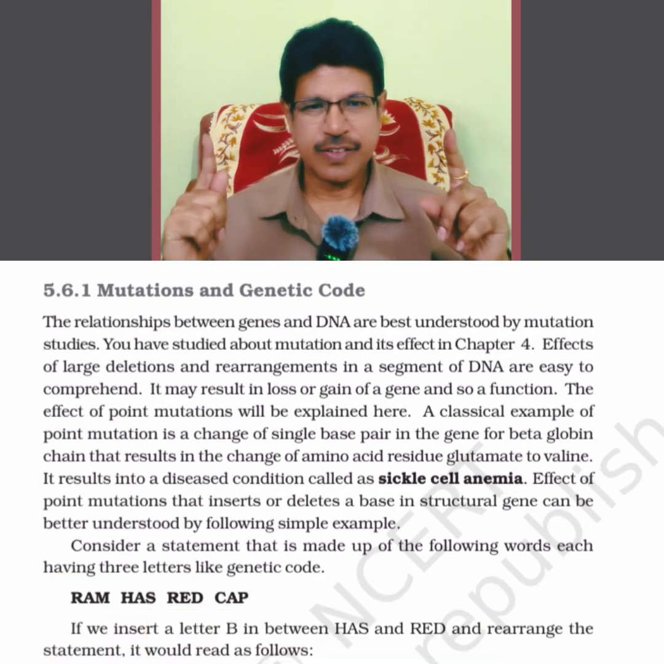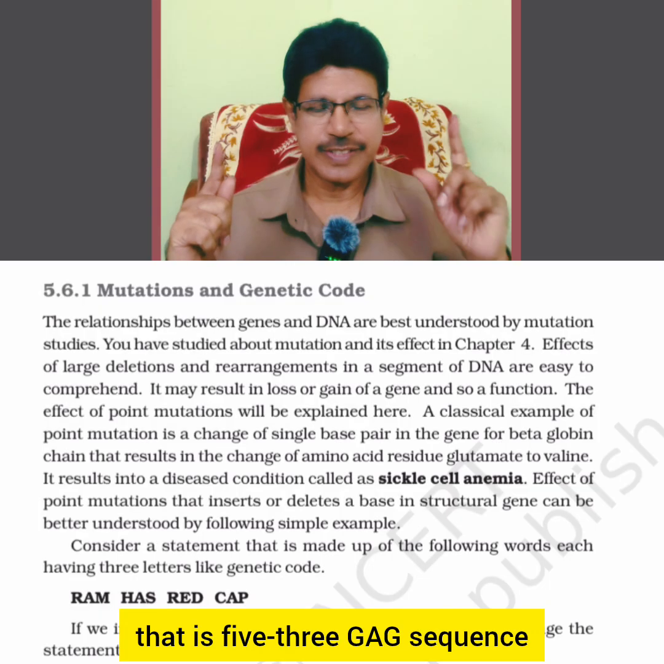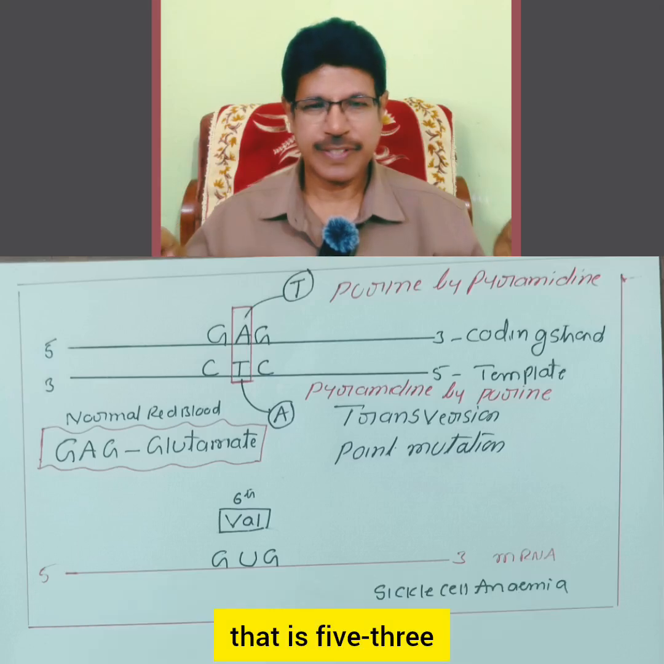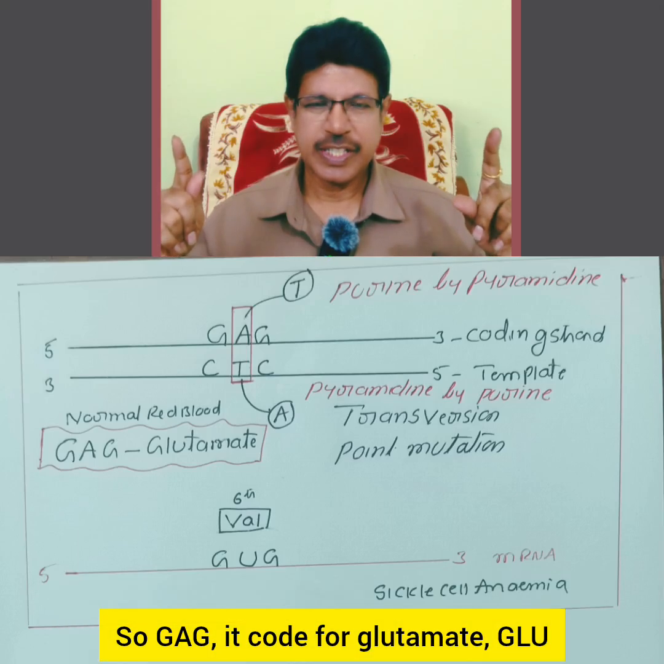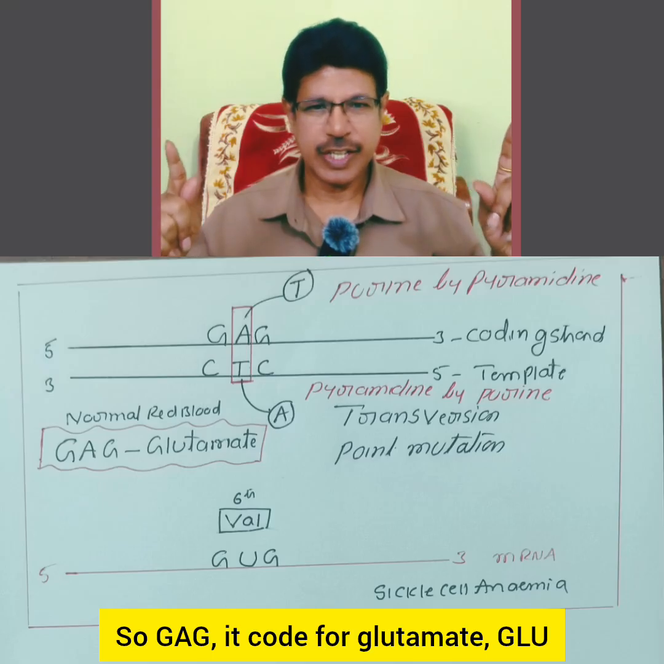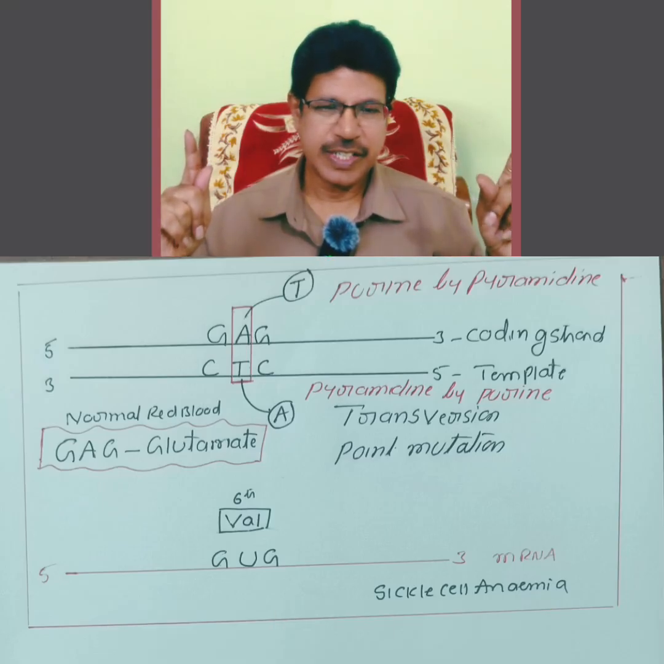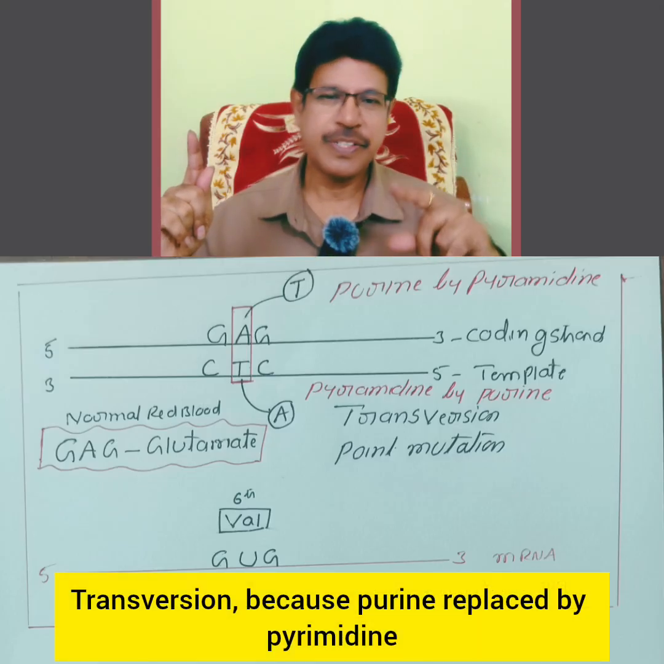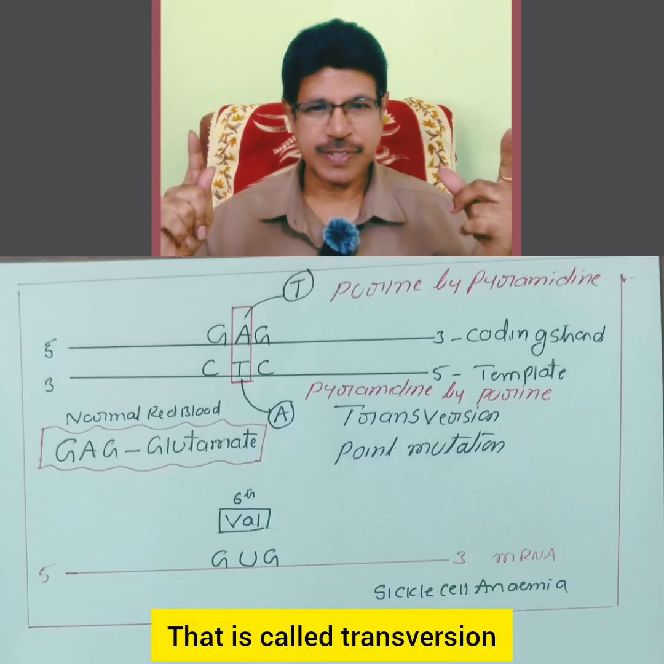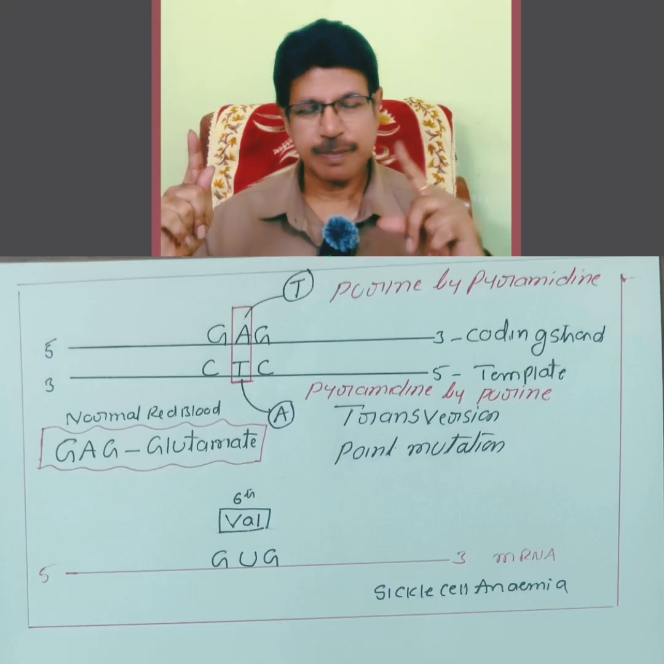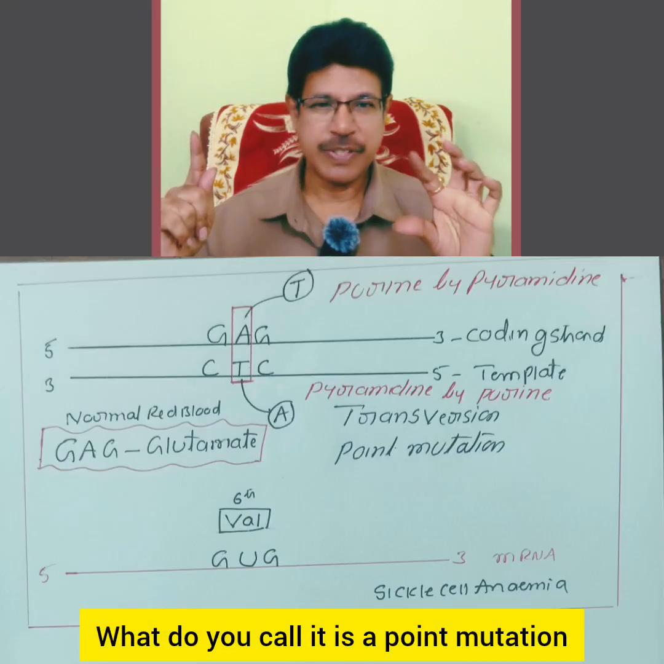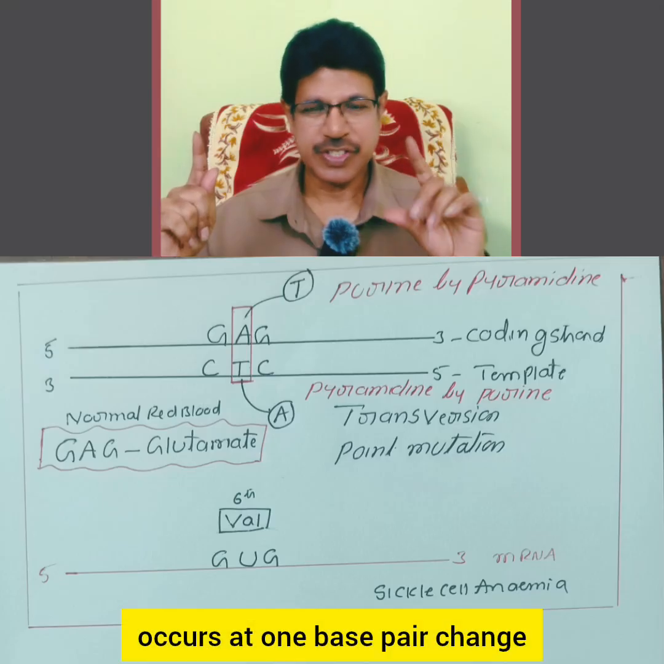A classical example to understand this mutation is sickle cell anemia. Suppose in a coding strand, 5' to 3', the GAG sequence; the coding strand sequence is similar to the mRNA obtained, 5' to 3'. So GAG codes for glutamate, GLU. In GAG, adenine replaced by thymine, what do you call it? Transversion, because purine is replaced by pyrimidine. If purine is replaced by purine or pyrimidine by pyrimidine, it is called transition. What do you call it? It is a point mutation, occurring at one base pair change.